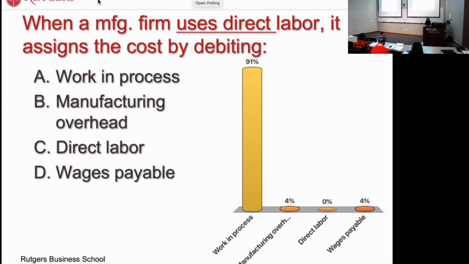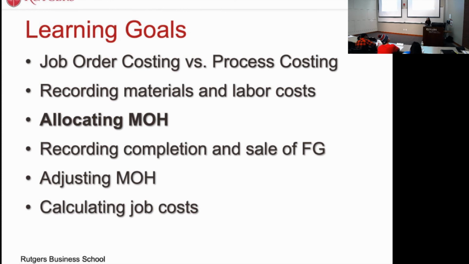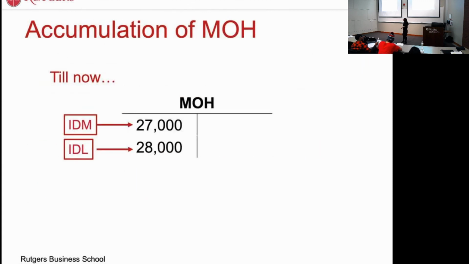Yeah, so if we use the direct labor, it goes into the working process directly. Okay. So we're going to touch the very first part of the third learning objective. So it's the allocation of the overhead. But first, let's see what happens to the overhead account till now, right?